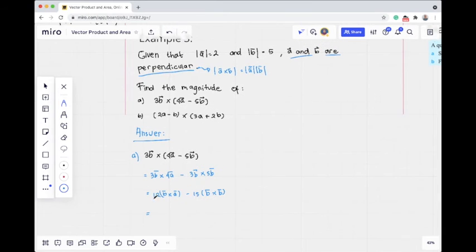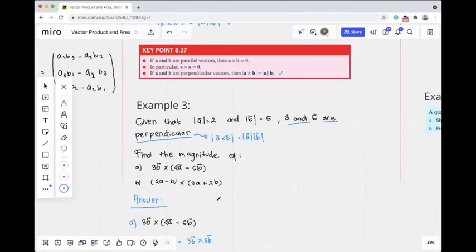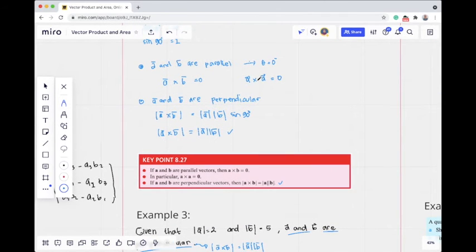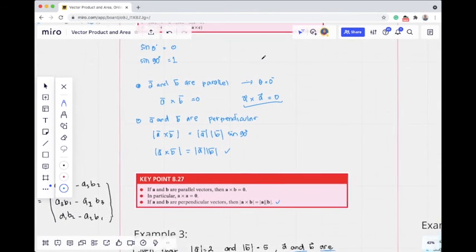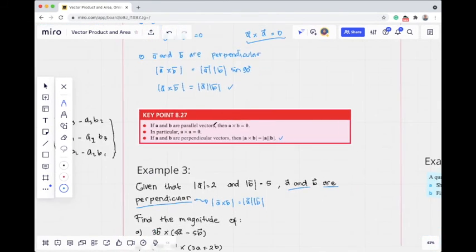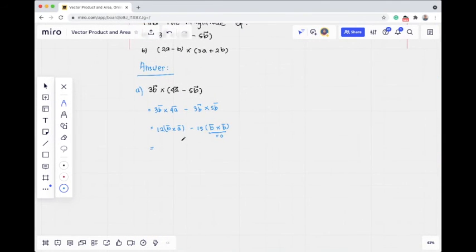Okay, we know that the cross product of the same vector equals 0 from here, because both vectors are parallel, or the angle is 0 and sine 0 is 0, and this one also. Okay, so it's just 12 b cross a.